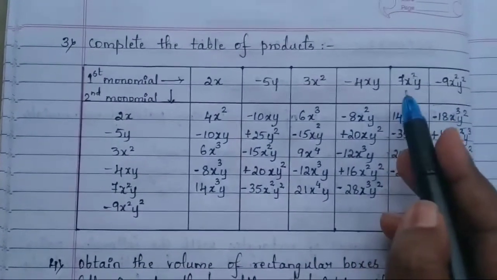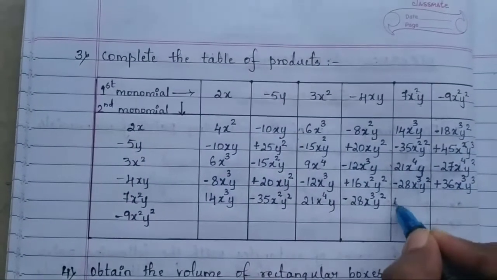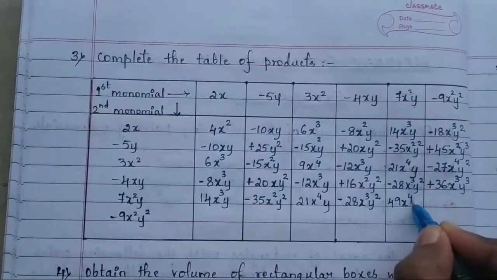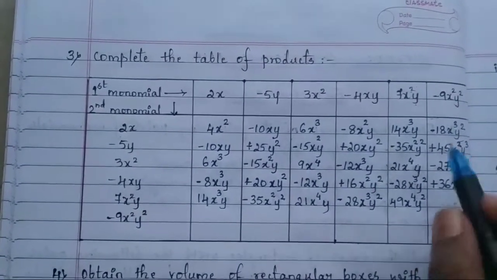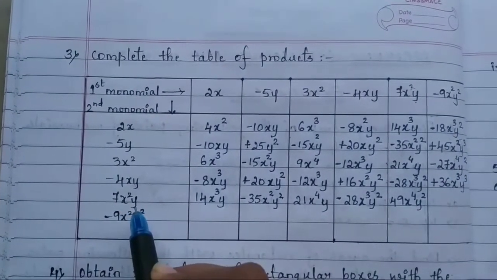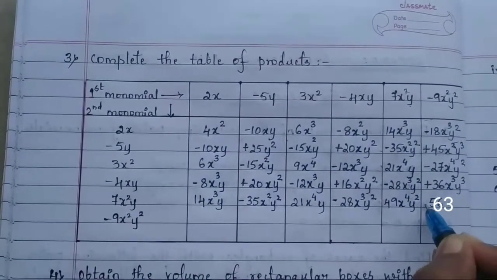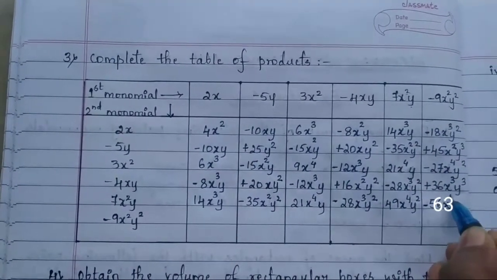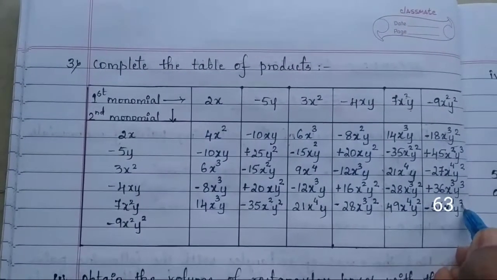Okay, 7x square y into 7x square y. 7 7s are 49 and x square into x square is nothing but x to the power of 4 and y into y is nothing but y square. Okay, next minus 9x square y square and 7x square y. So minus 7 9s are 63. Okay, so minus will be as it is. x square into x square will become x to the power of 4 and y into y square we are having y to the power of 3.